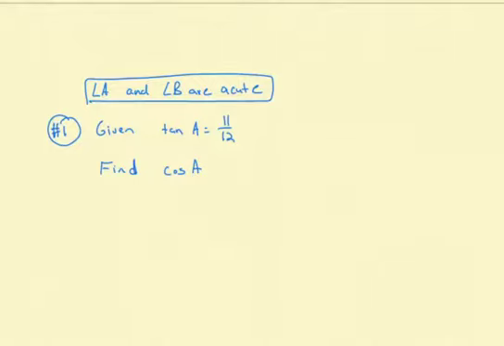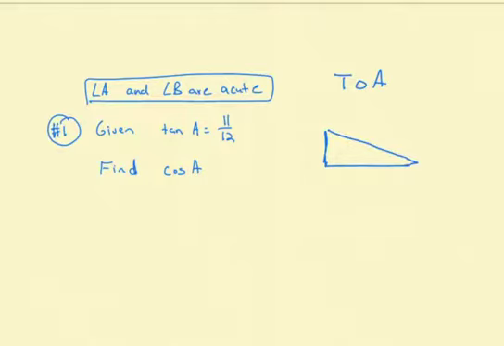Lesson. And so we're going to have a case where we have angle A and angle B that are acute. And I'm given that the tangent of A is 11 over 12, and I want to find the cosine of A. So for a question like this, we have to remember that tangent is opposite over adjacent. And I'd like to attempt to make a sketch of this situation.